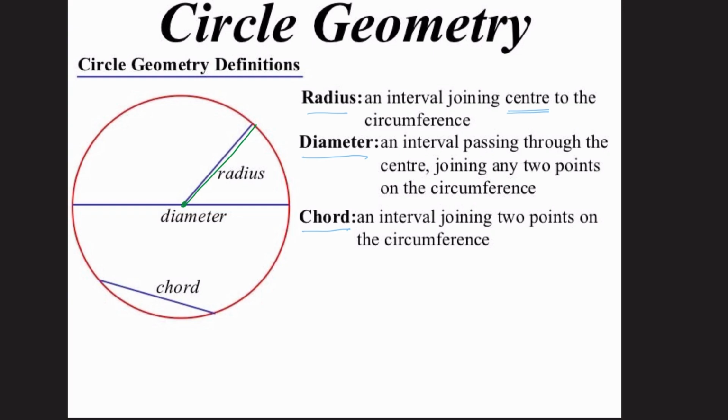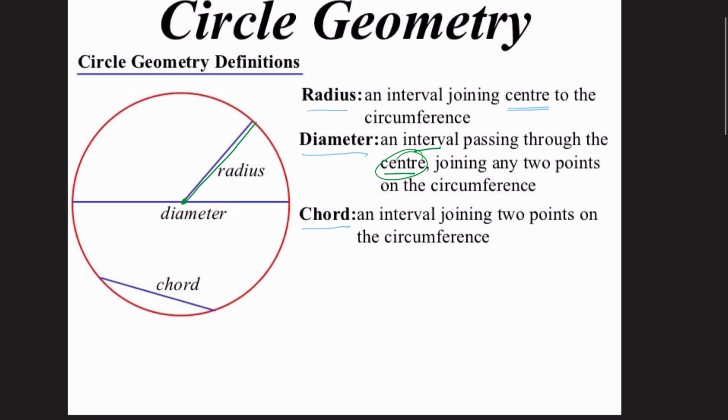A diameter is a line or interval passing through the center, once again joining any 2 points on the circumference. So it has to go through the center and has to touch 2 points. So it has to touch this point and this point. It could also go this way around as well. That would also be a diameter because I'm going through the center and I'm touching the point here and touching the point here. And those are the 2 points.